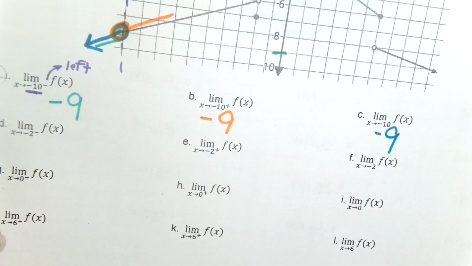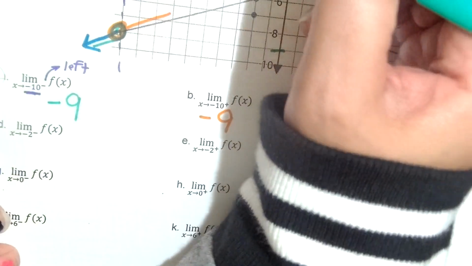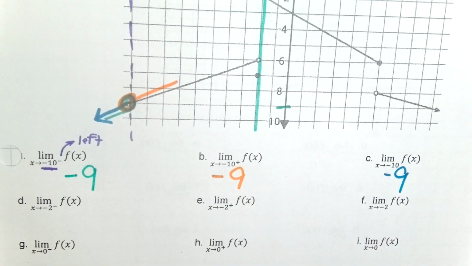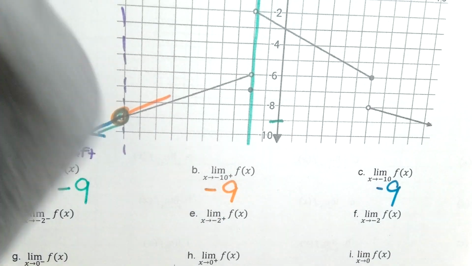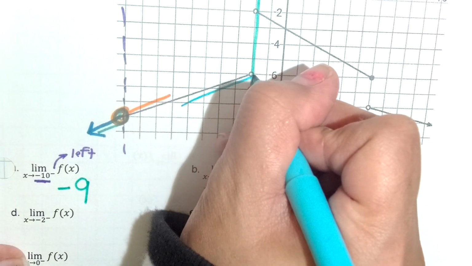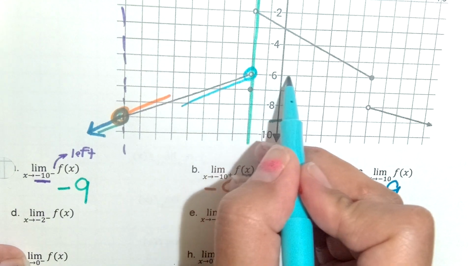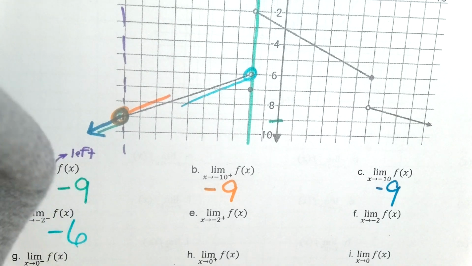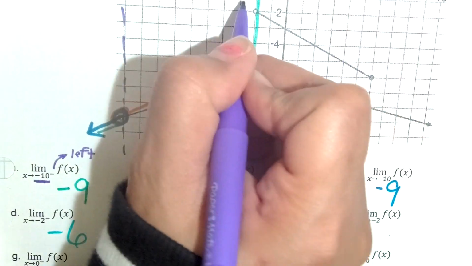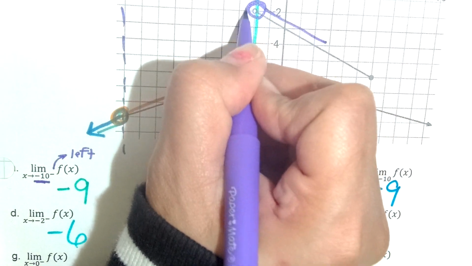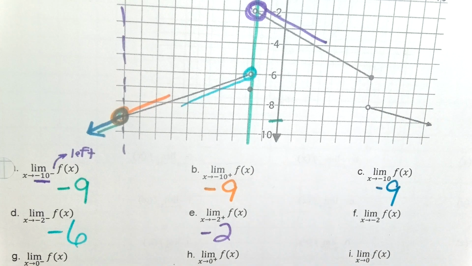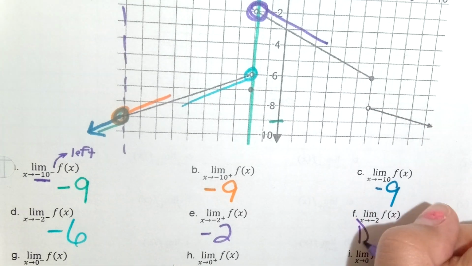All right, next one. I have negative 2, so I'm going to draw a line down negative 2. Again, I'm going to move from the left to the right until I get to that intersection. That gives me negative 6. Then I'm going to move from the right to the left until I get to that intersection. That gives me negative 2. Are they equal? So what's the limit? Does not exist.